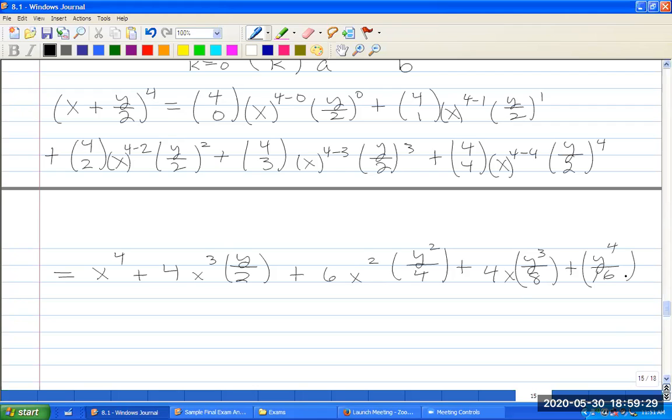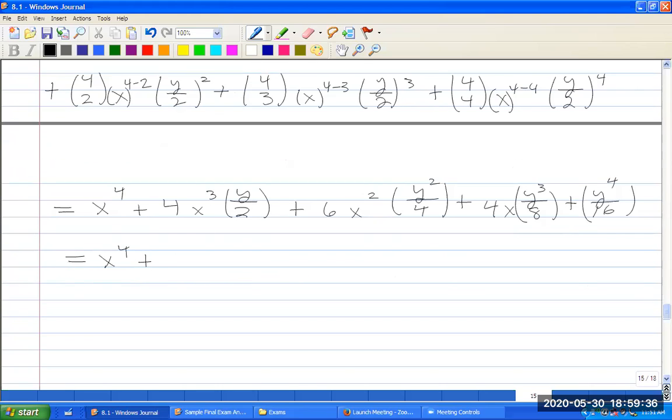So this is equal to x to the fourth, plus 4 divided by 2 is 2, x cubed y, plus 6 fourths, 3 halves, x squared y squared, plus 4 divided by 8, 1 half, x y cubed, plus 1 over 16, y to the fourth.